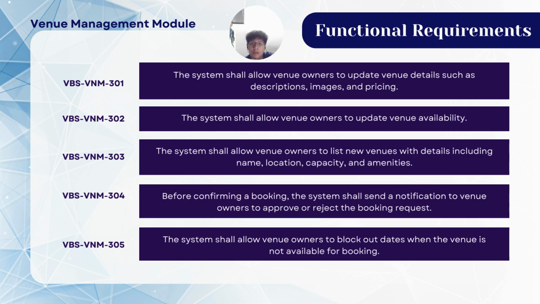So before confirming a booking, the system shall send a notification to venue owners to approve or reject the booking request, in this case from users. And then for 305, the system shall allow venue owners to block out dates when the venue is not available for booking.